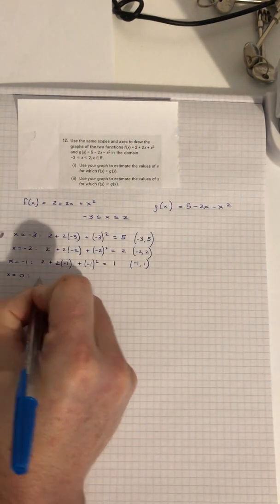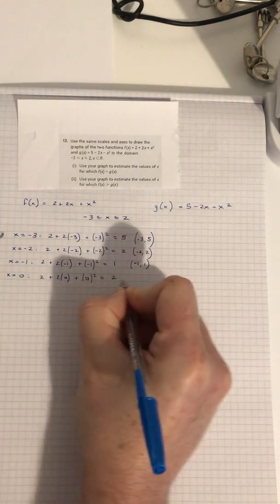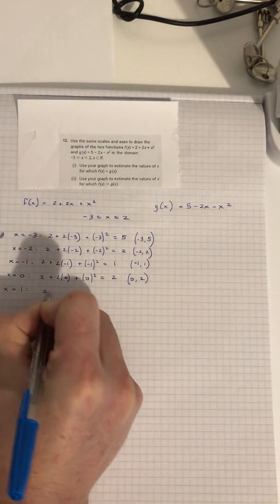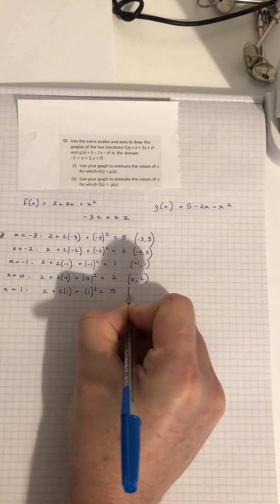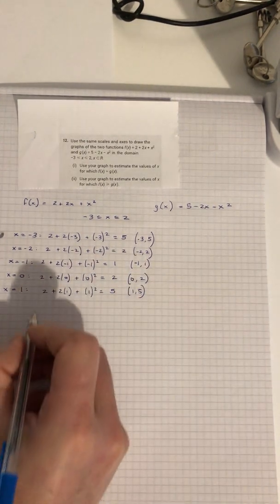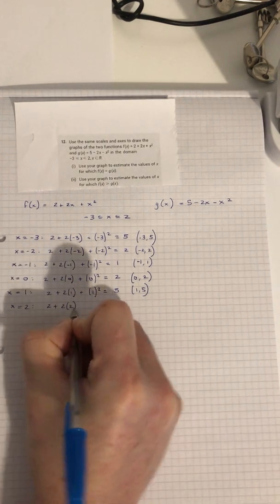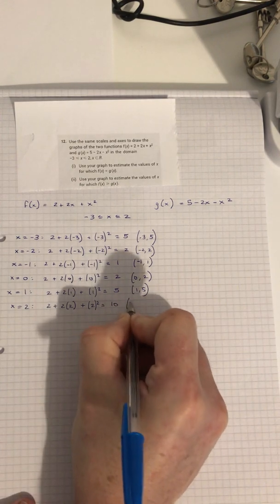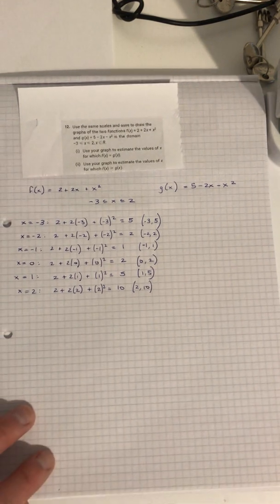When x is 0, 2 plus 2 times 0 plus 0 squared is 2. So 0, 2. When x is 1, 2 plus 2 times 1 plus 1 squared gives 5. So 1 and 5. And finally, when x is 2, 2 plus 2 times 2 plus 2 squared is equal to 10. So 2 and 10. And work those out using your calculator if you're stuck, okay? Now that's f of x.